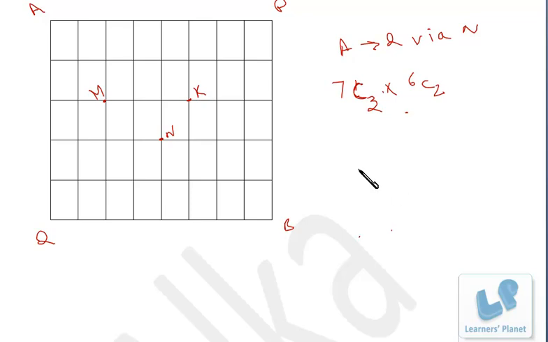Now similarly you can make other ways also, maybe A to M, then M to B, A to M and M to B. Same way you can proceed. A to M, then M to Q, A to M, then P, whatever, right? So all the ways are possible by this method, right? All the questions can be solved easily.